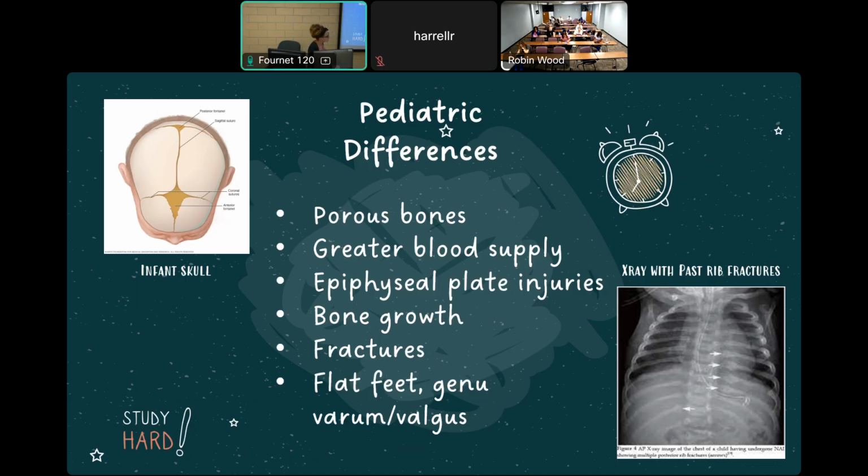Just like we talked about in trauma, we get an x-ray and see fractures in multiple different stages of healing. That's a really big red flag. So this picture at the bottom right, got rib fractures. And again, skull fractures, long bone fractures, spiral fractures. These are all red flags for abuse.